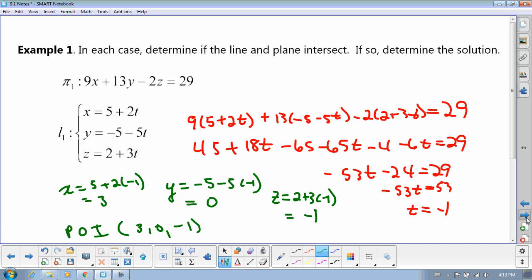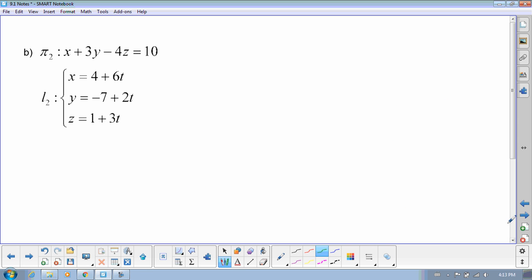So that's one solution. The next one we're going to look at is we have the plane x plus 3y minus 4z equals 10. And we have these parametric equations. Now you probably are like, well, why is she doing another one of these? I just want you to see what's going to happen for each situation. So I'm going to start off the same way. I'm substituting the parametric equations of the line into the scalar equation of the plane.